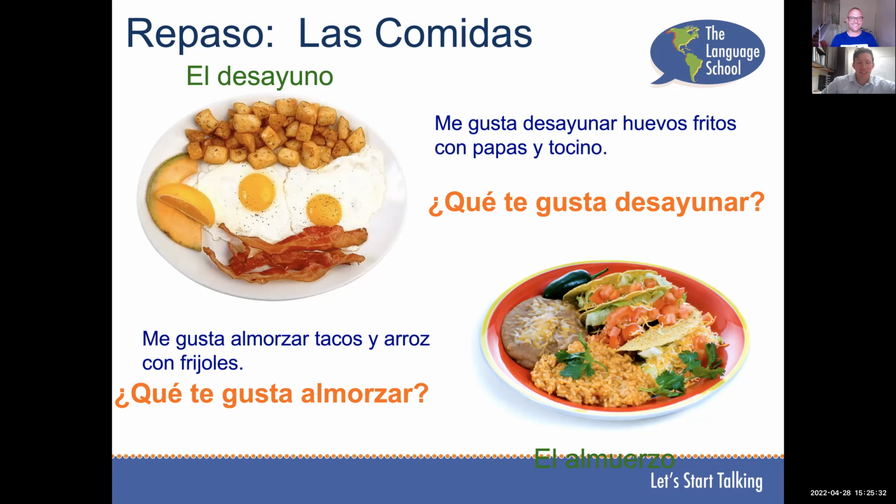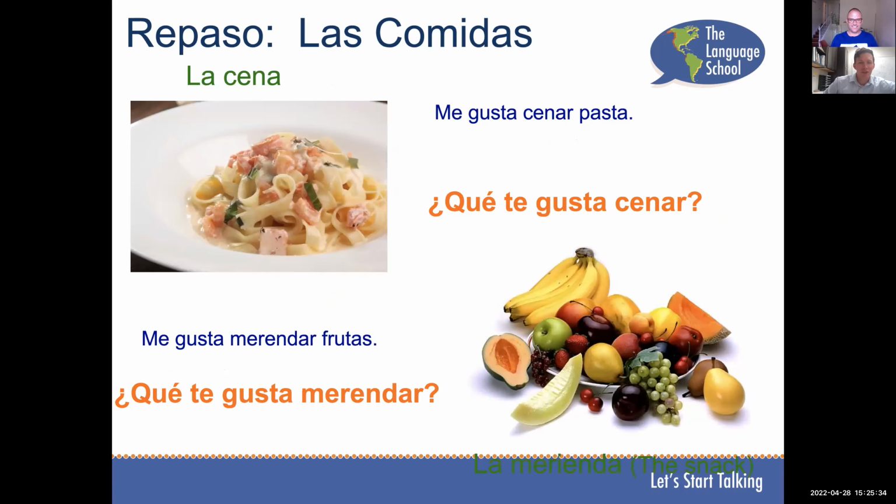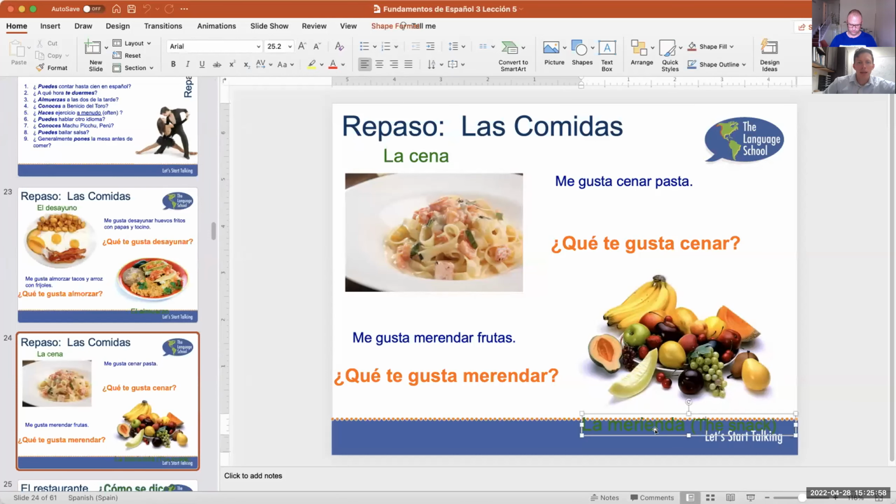Los sandwiches, I can remember that one. Los sandwiches. Me gusta cenar pasta. ¿Qué te gusta cenar? Me gusta cenar pizza. Me gusta merendar frutas. ¿Qué te gusta merendar? ¿Qué significa merendar? Yeah, you can't see it here. La merienda is the snack. Oh, that's right. You talked about that. Me gusta merendar.